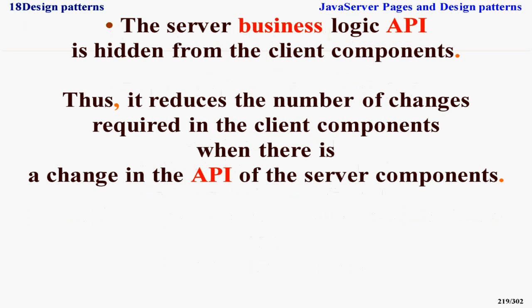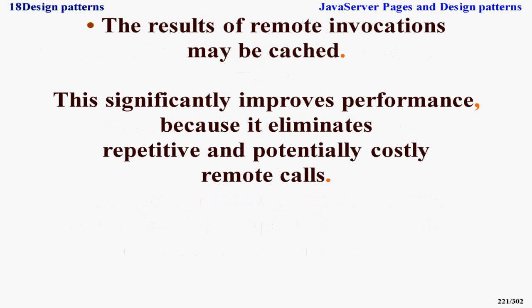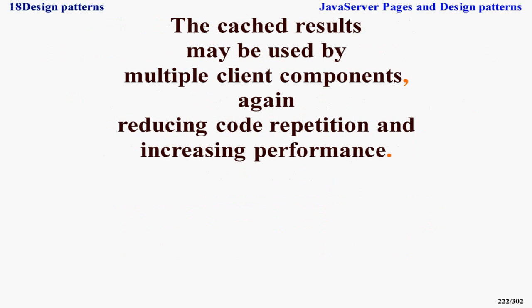Thus, it reduces the number of changes required in the client components when there is a change in the API of the server components. The business delegate can do all the business service-specific tasks, such as catching exceptions raised by the business services. For instance, it can catch remote exceptions and wrap them into application exceptions that are more user-friendly. The results of remote invocations may be cached. This significantly improves performance, because it eliminates repetitive and potentially costly remote calls. The cached results may be used by multiple client components, again reducing code repetition and increasing performance.